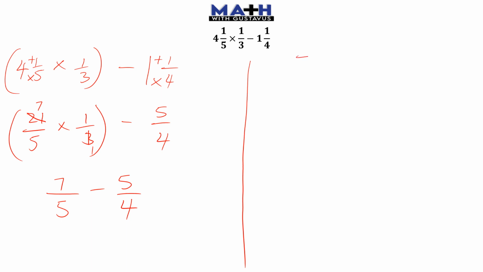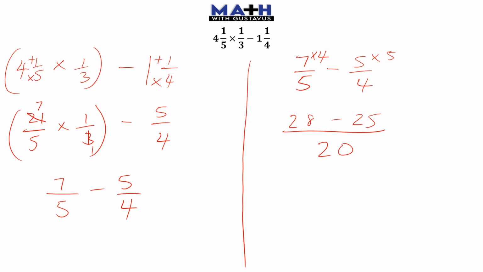Remember that when we're subtracting, we need to find a common denominator. Now, the denominators here are 5 and 4. Hence, our common denominator is 20. So let's divide. 5 into 20, that goes 4 times. 7 times 4, that is 28. Now we're going to divide by the 4. 4 into 20, that goes 5 times. So that's 5 times 5, which is 25. Now the difference between 28 and 25 is 3. And then we put back our common denominator, which is 20.